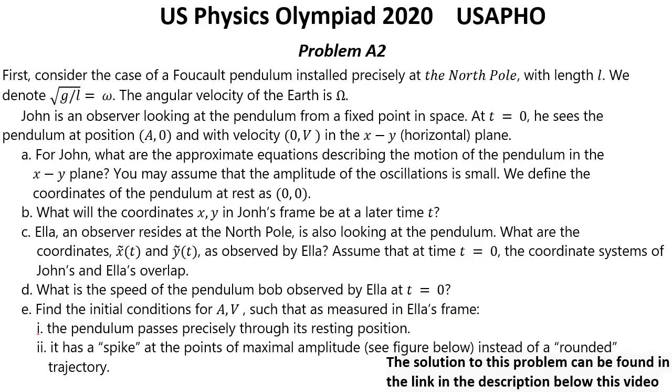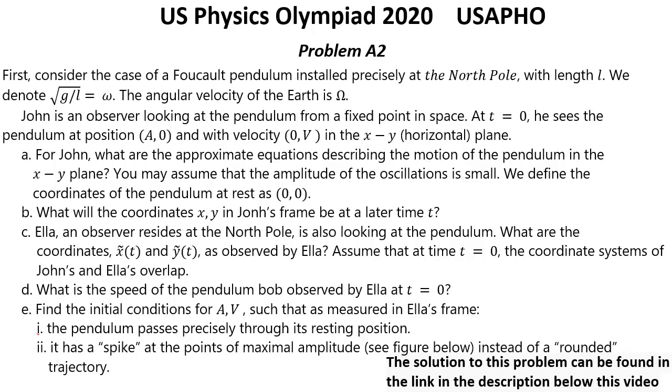First, consider the case of a Foucault pendulum installed precisely at the North Pole with the length L. We denote square root of g over L equals omega. The angular velocity of the Earth is capital Omega. John is an observer looking at the pendulum from a fixed point in space. At t equals 0, he sees the pendulum at position A0 and with the velocity 0, v in the xy horizontal plane.